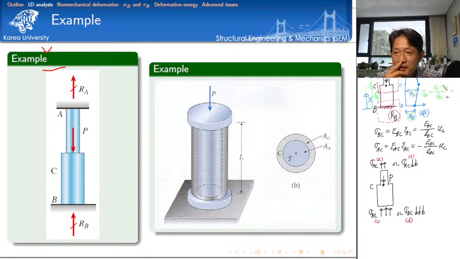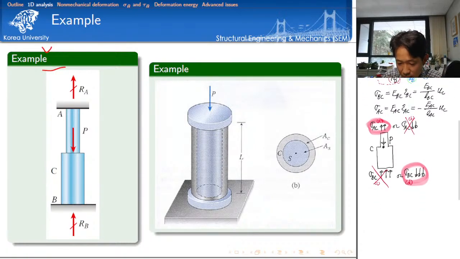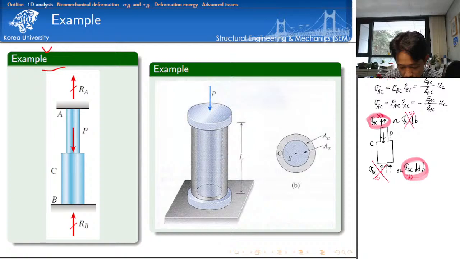As I told you, the default positive of stress condition is if the stress stretches the material, then this is the default positive choice of normal stress. That's why here we need to consider this and this. This is not a right pair. Okay, so now let's check the force equilibrium in the vertical direction.